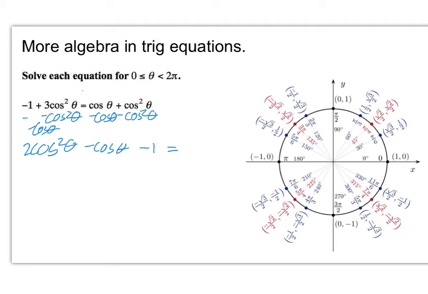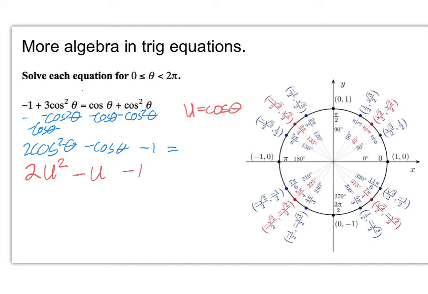The other thing that I'm going to do is something called u substitution. I'm going to replace cosine of theta with the letter u. I could use an x or a y or whatever. I chose a u because we're not using it for anything else. And what that lets me do is something kind of cool, because I can replace cosine squared with u squared. I can replace minus cosine theta with minus u.